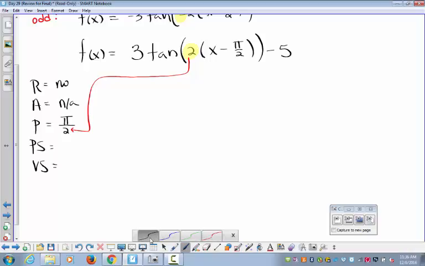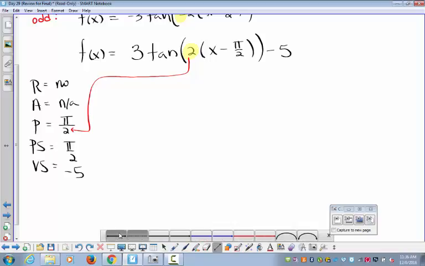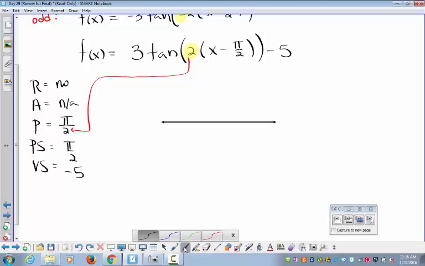Phase shift here. Opposite of what we see. Pi over 2. Vertical shift down pi. Okay. In the last one, and in all the other ones, we start with the phase shift and then add the period. Slightly different here. We do start with the phase shift, and then we do go to the period, but we do it differently.